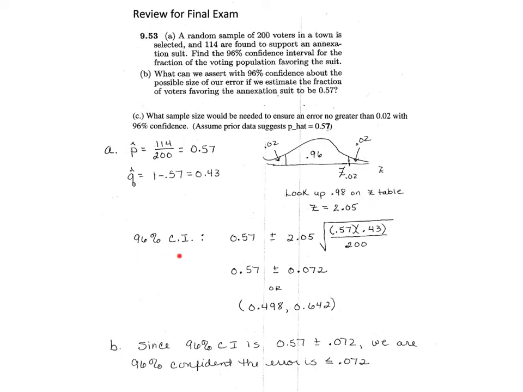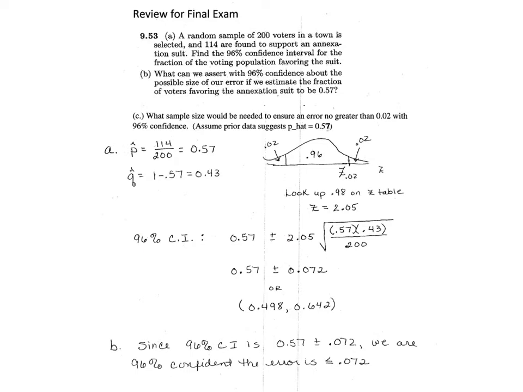So to calculate our 96% confidence interval, we take P hat plus or minus our critical Z value times the standard error of P hat. So we have 0.57 plus or minus 2.05 times the square root of P hat, 0.57, times Q hat, 0.43, divided by N, which is our total sample size of 200. What we end up with is 0.57 plus or minus 0.072, or if we want to rewrite it nicely, we go from 0.498 to 0.642.